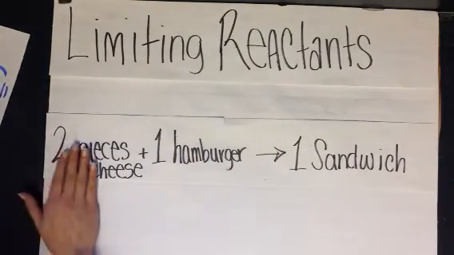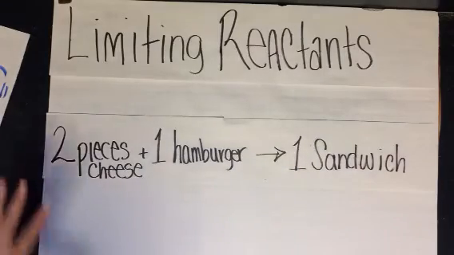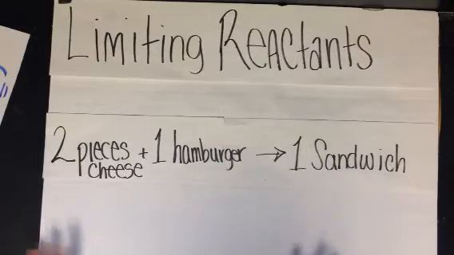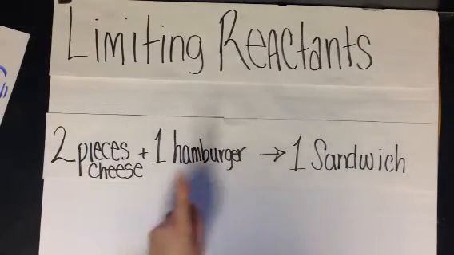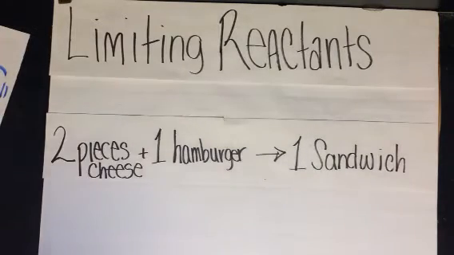and we say, let's pretend that we're going to make a sandwich. And in the sandwich, the recipe says 2 pieces of cheese and 1 hamburger makes a sandwich. That's what the recipe calls for. You have to have 2 pieces of cheese and 1 hamburger. That's it. If you have that, you made a sandwich. Kind of a funky sandwich, but that's our sandwich.